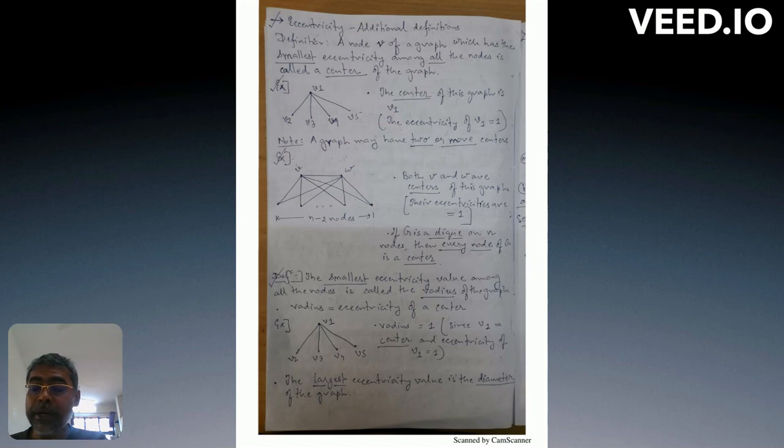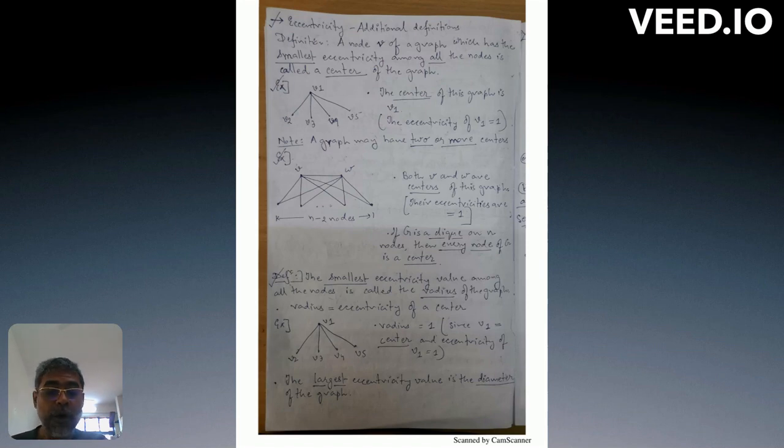Eccentricity, what are the additional features? A node V of a graph which has the smallest eccentricity among all the nodes is called the center of the graph. This is very important when we compute the centrality measures. The center of the graph is V1 in the graph that I showed, with V2, V3, V4, V5 at eccentricity 2. The eccentricity of V1 is equal to 1.